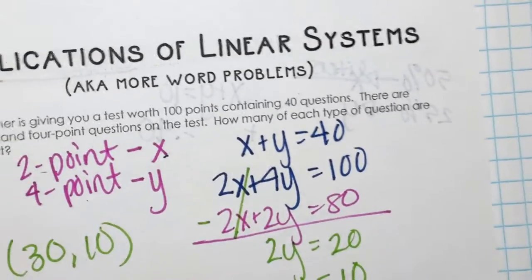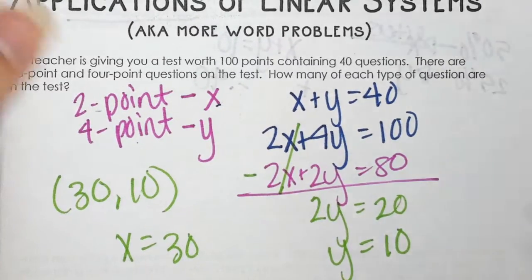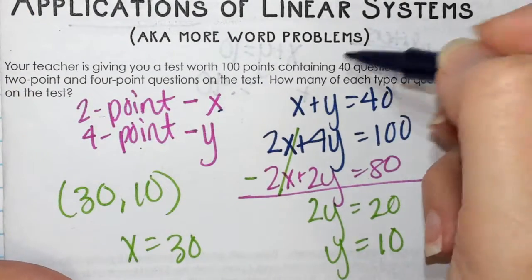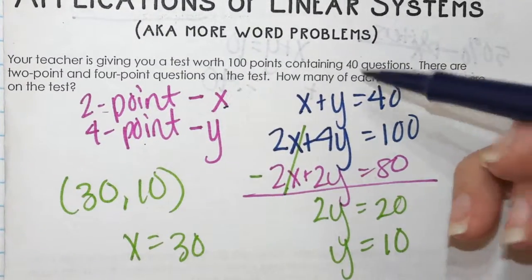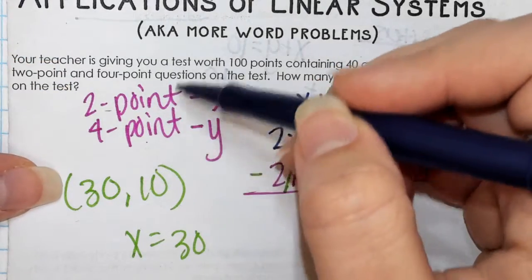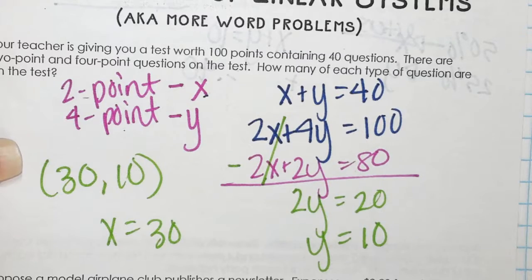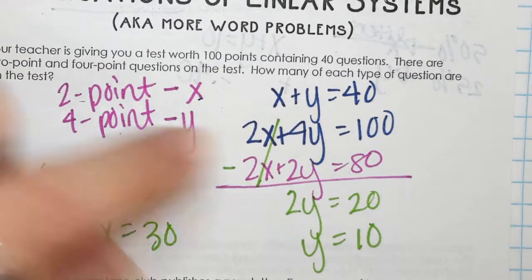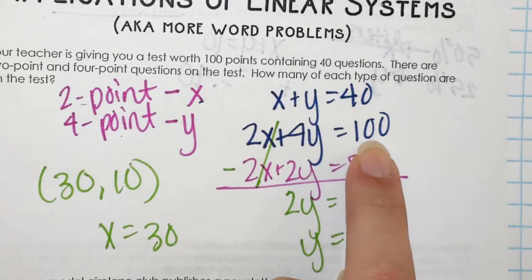Now, before you tell me, flip back to this front part. We added X plus Y because that was 40 questions on this problem, correct? And then we did 2 times X plus 4 times Y because those were what? What was the 2 and the 4? It was the points for each. And what did we set that equal to? 100, because that's how many points our test was worth, correct?